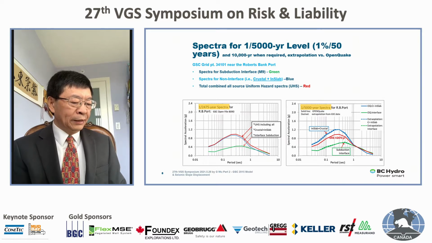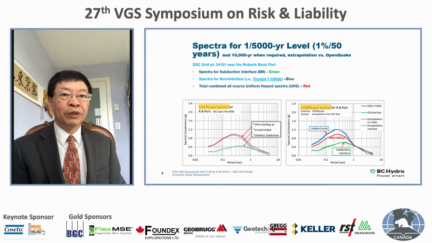The red one is what I call the combined all-source response spectrum, including all interface and crustal, meaning it includes the M7 and M9 earthquakes. The blue one is just the crustal plus the intraslab, which is M7. And the green one is the M9 interface subduction earthquake. That is on the left figure.